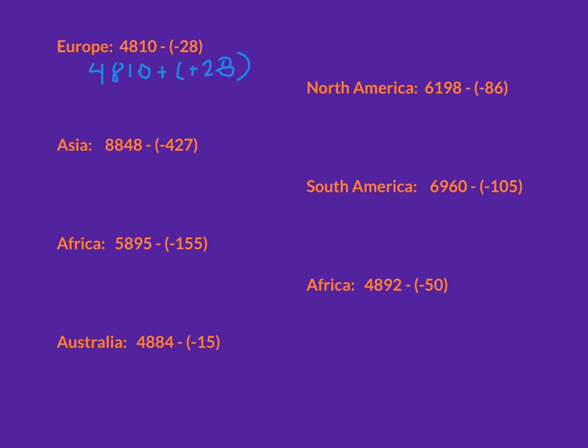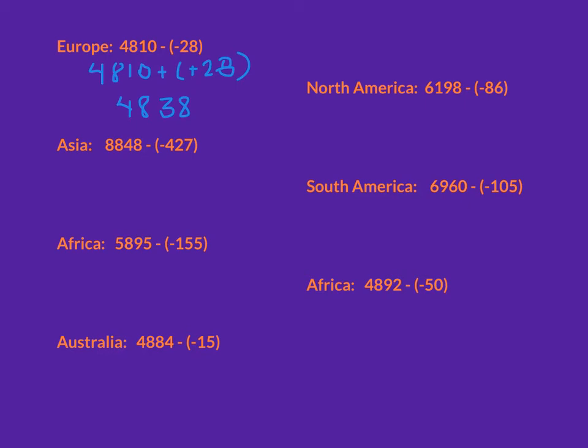Okay, 4,810 plus 28. Well, I really just need to look at the last two digits for right now. 10 plus 28 is 38. So that'll give me an answer of 4,838. That's the difference for the highest elevation and the lowest point in Europe.